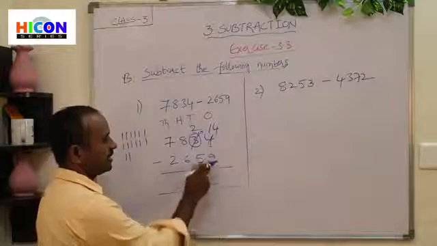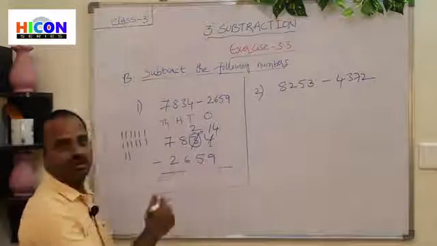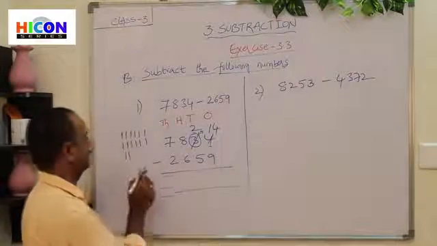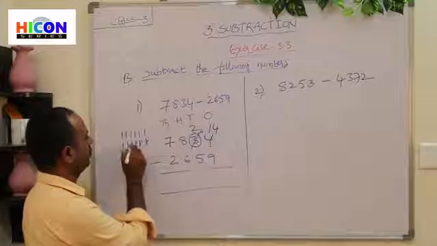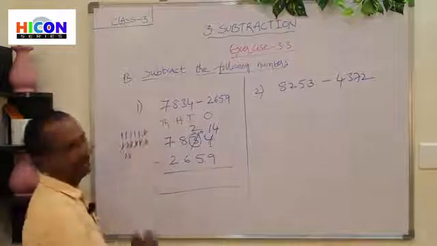And what is the second number here? 9. So strike off 9 lines from these 14 lines. So strike off 9 lines. 1, 2, 3, 4, 5, 6, 7, 8, 9.